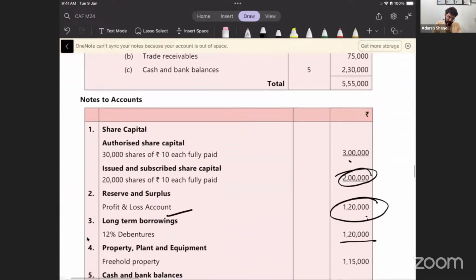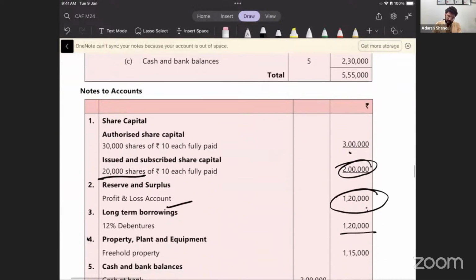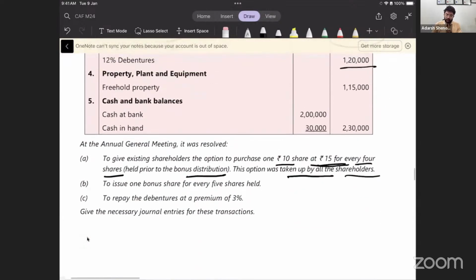So right now, how many shares do we have? We have 20,000 shares. Look at the issued capital, not the authorized capital. So 20,000 into 1 by 4. 5,000 right shares have to be issued at 15 rupees per share.